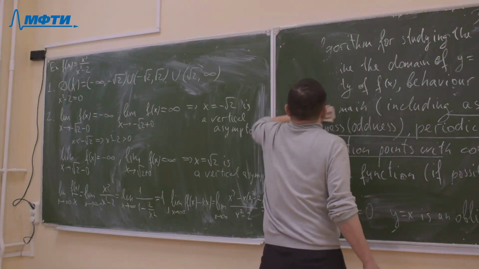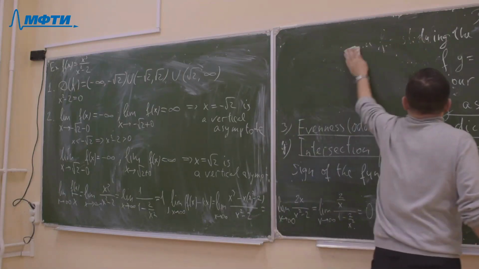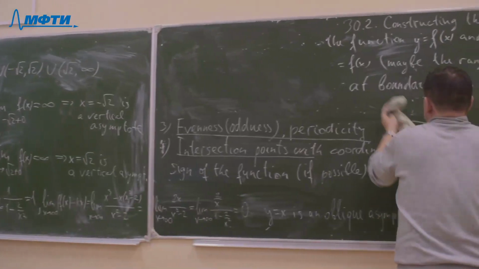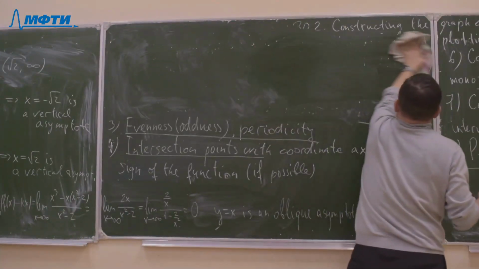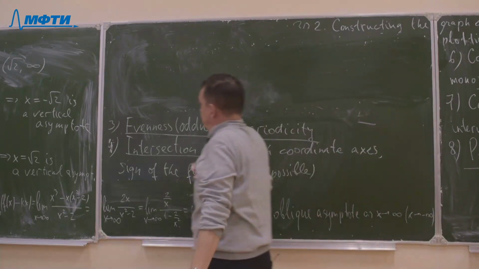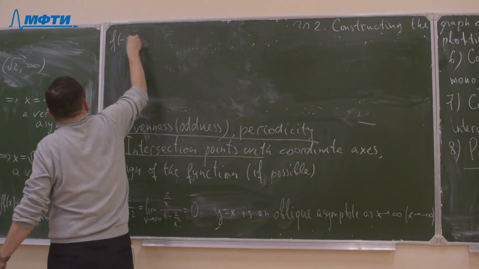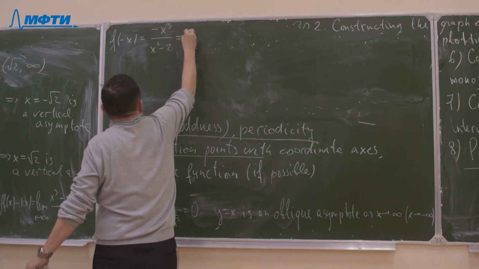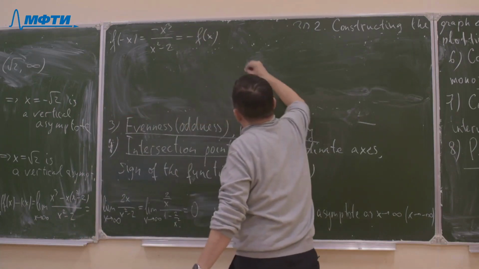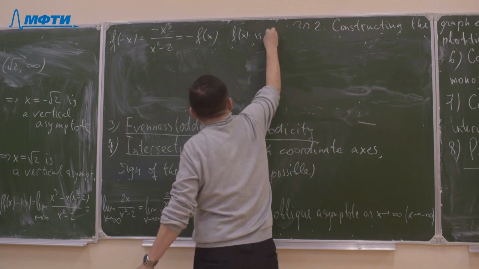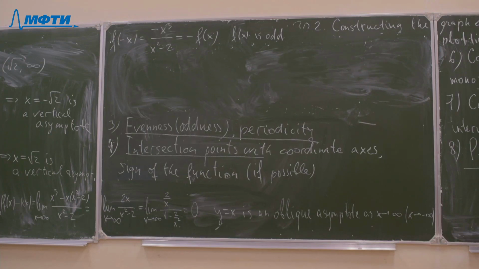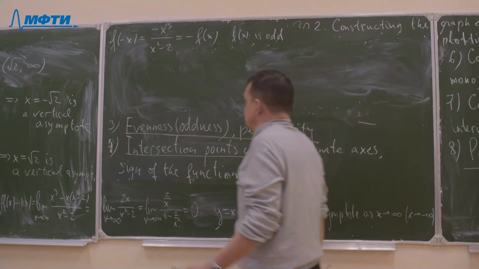Now we can observe that f of minus x is minus x cubed over x squared minus 2, that is minus f of x, so f of x is odd, and it means that we can construct only the graph for positive x.